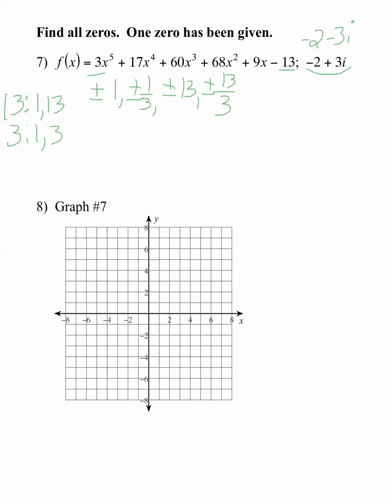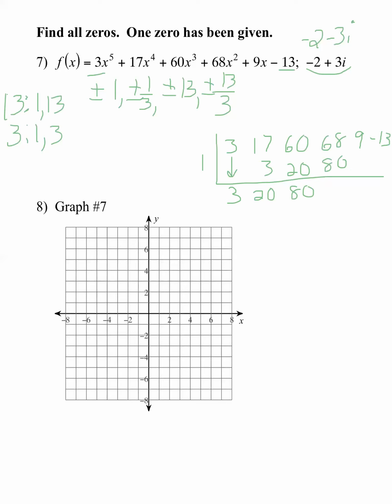All right, so let's see. 3, 17, 60, 68, 9, and negative 13. And I'm not missing any degrees, right? 5, 4, 3, 2, 1, none. Okay, so let's just start with a positive 1. Yeah, this one's not going to work, right? It's just getting too big. There's no way that this is going to end up being a positive 13. So, okay, we'll undo that. Let's try negative 1.